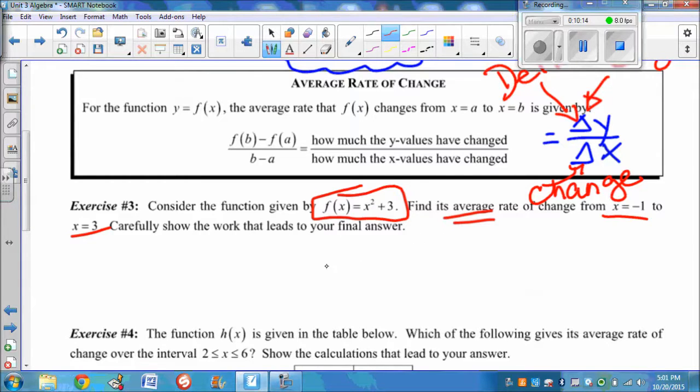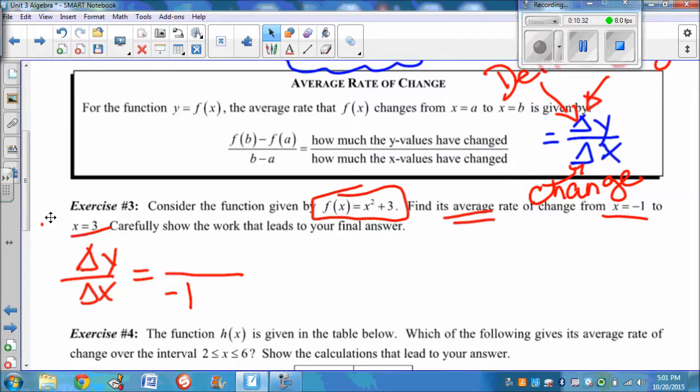So right now, I know my x values. So I'm going to write my formula down, my change in y over my change in x. I know the change in the x values. It's going to go from -1 to 3. So 3 minus -1, and keep in mind that change means we're subtracting. So I know the change in the x.